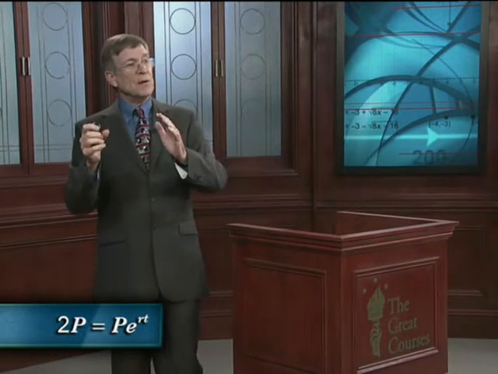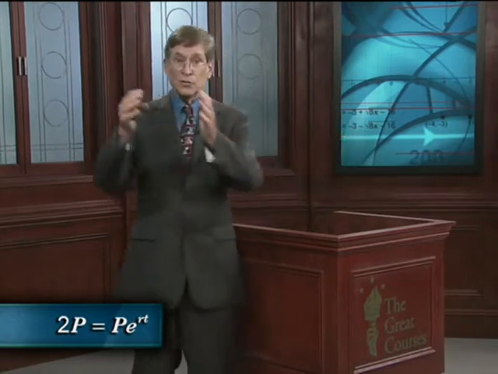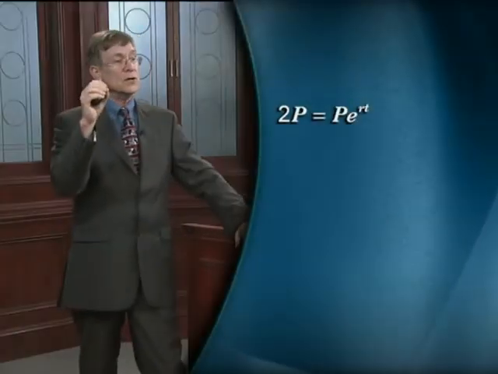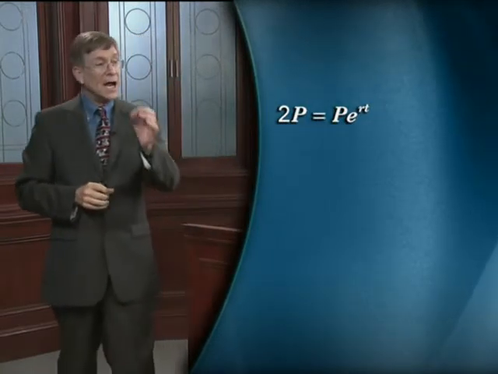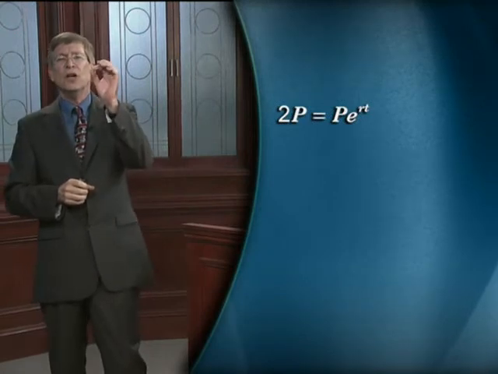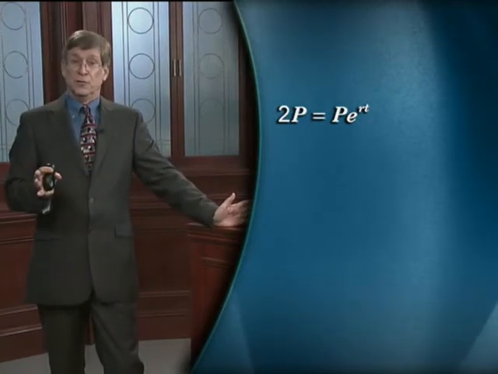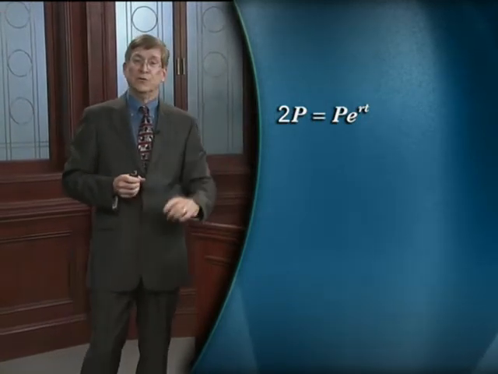And I want the amount, which started at P, to double. So it goes from P to 2P. So I want to solve the equation 2P = Pe^(rt) for t, the time. And r is given. r is some interest rate. Assume it's, say, 5% or something. Let's solve that equation for t.